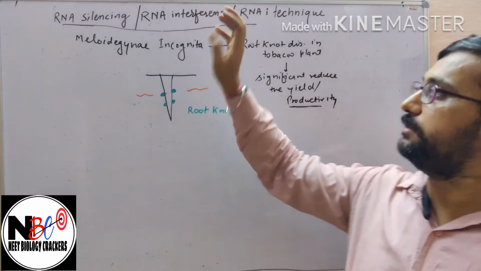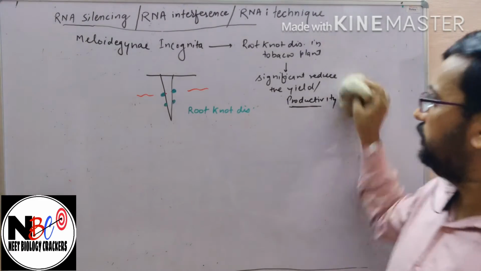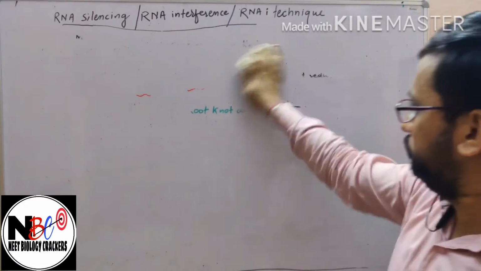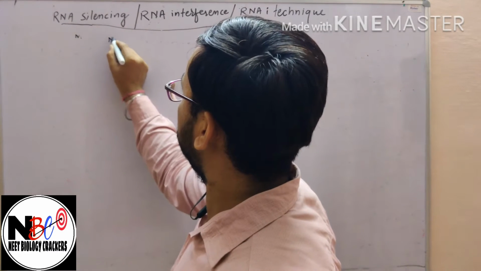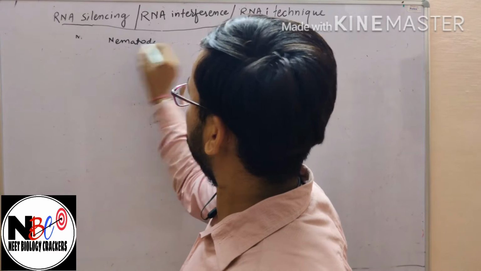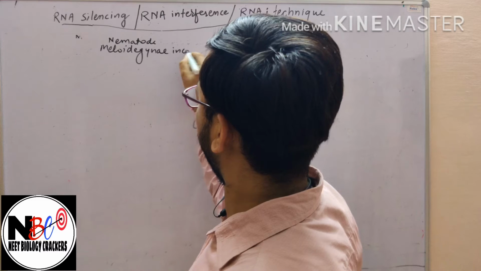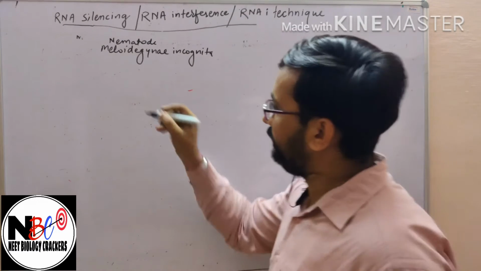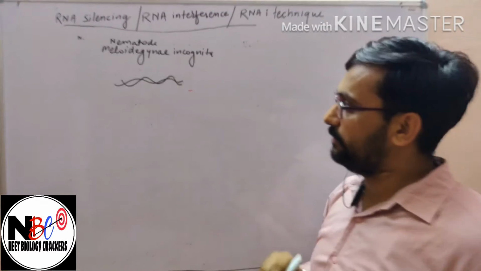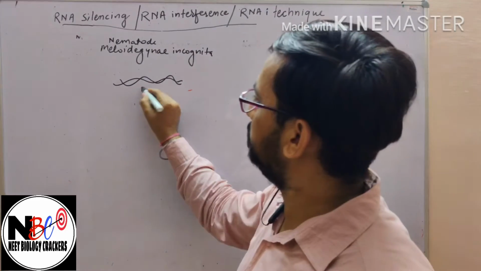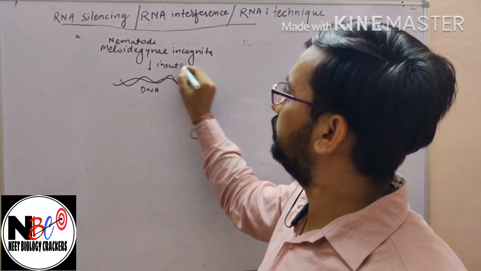What is the mechanism behind this? The mechanism is RNA interference mechanism. What we will do? See what we will do. This nematode Meloidogyne incognita inserts its DNA. This is the DNA of Meloidogyne incognita. It inserts its DNA in the root cell.